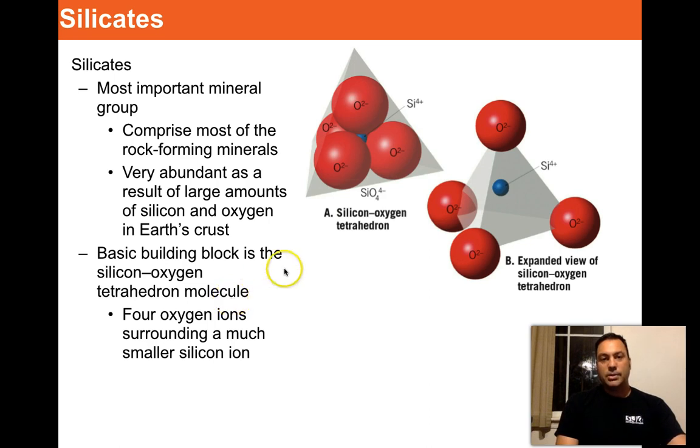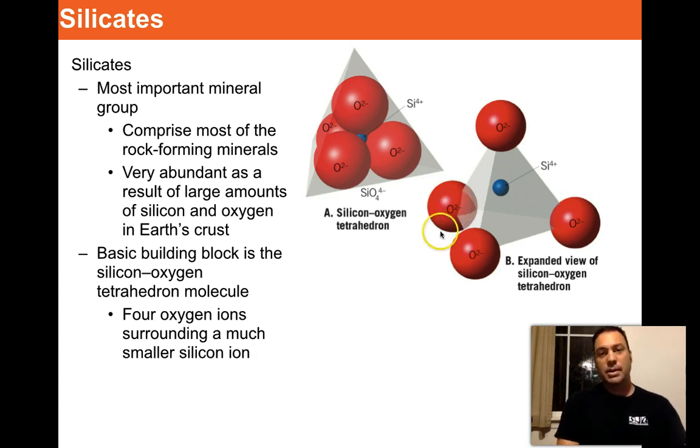And what is that? So here's the tetrahedron molecule. Let's describe it. 4 oxygen ions surrounding a much smaller silicon ion. So this is what it looks like. Basically, a little silicon, this blue thing. Here it's expanded out so that you can see it a little bit better. But here's the silicon, and there are 4 oxygens. And notice that it's basically forming a pyramid. And the pyramid shape in geometry is referred to as a tetrahedron.